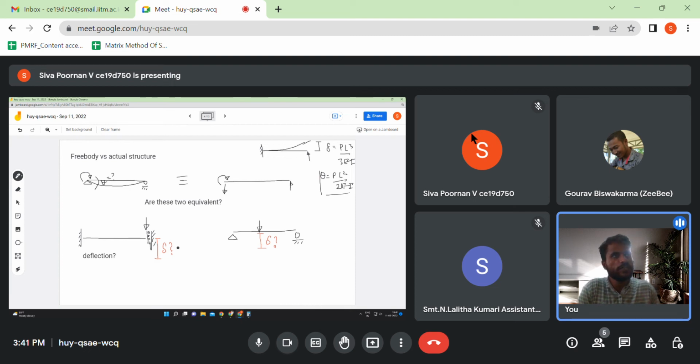All I know is how a cantilever behaves. I know PL cube by 3EI, I know PL squared by 2EI, but I don't know anything else. So what should I do? How do you think the deflected shape of the structure would be? We can find that out, right? It would be something like this, having zero slope at both the ends, right? And what else do we know about the structure?